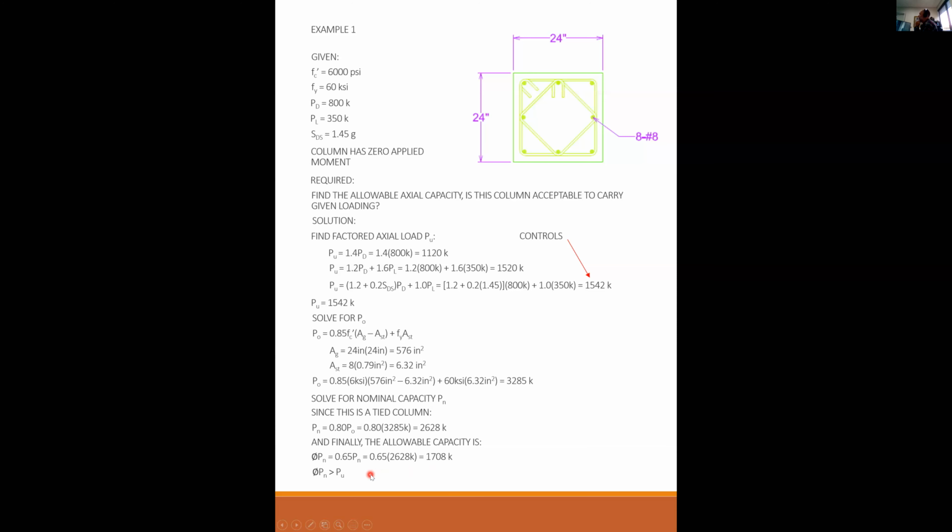Is phi Pn greater than Pu? Always have to ask that. You're never done till you do this step. So 1708 is greater than 1542. Therefore, this column is acceptable. Any questions here?